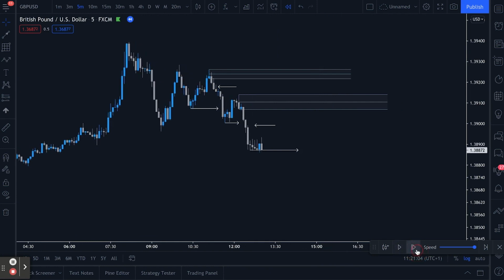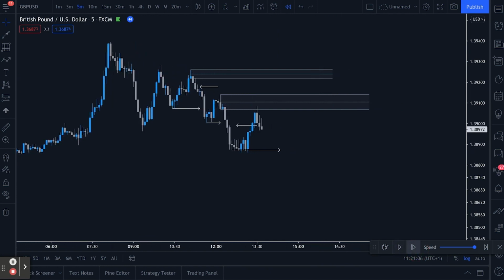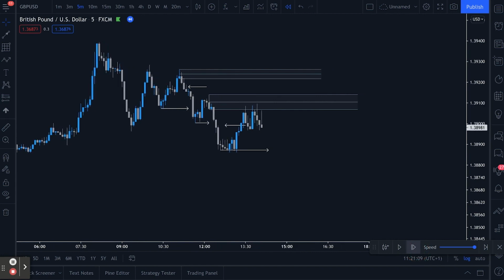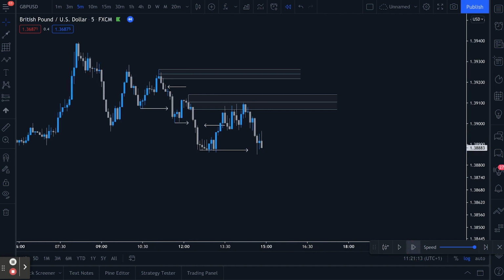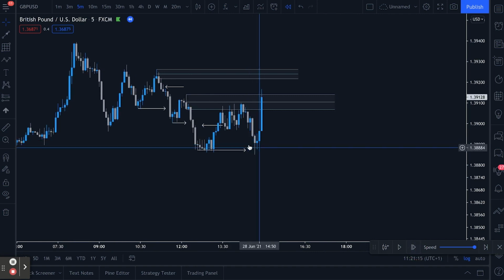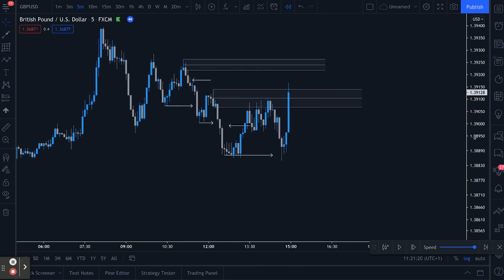So if we just see how the market plays out, we will indeed see that we initially get a nice reaction from this point. However, when the market comes down, it fails to break that low. Now that actually then leads to an impulsive move, which is pushing towards our extreme zone.